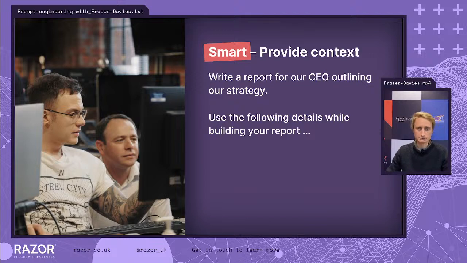So I've got a little example here. Write a report for our CEO outlining our strategy. Use the following details while building your report. You know, and then you'd go on and put all the details in that you're wanting to give. Now, as you can see, even in just that very short prompt, we've put in quite a few bits of information that the AI can use to generate this report. It knows who it's going to. It's going to the CEO, so it's going to use that for clues for how to phrase things and what sort of information might be important. And we're talking about strategy there, so it knows the level that this report is meant to be pitched at, and obviously any details that you give, it can then provide those details.